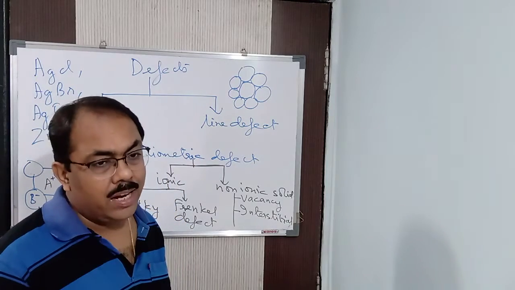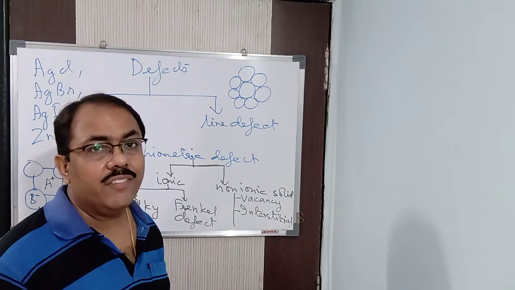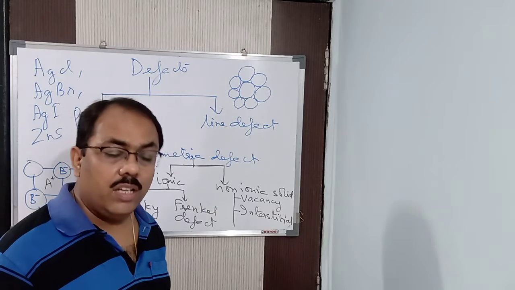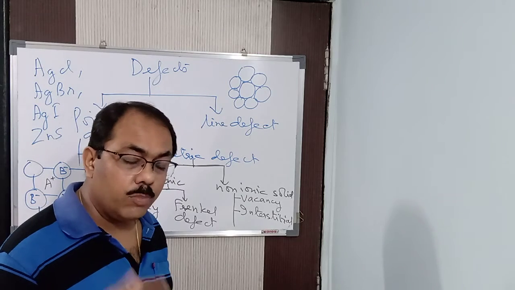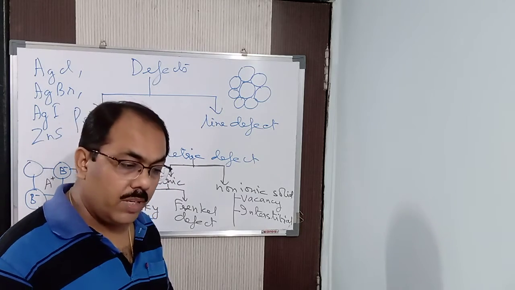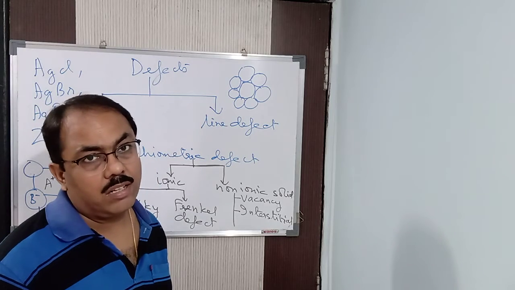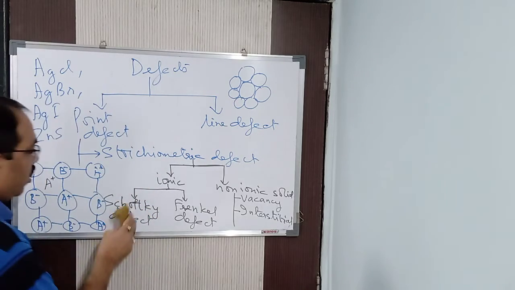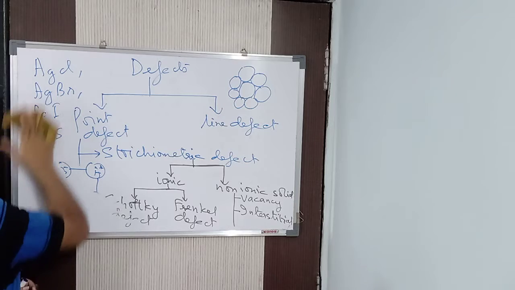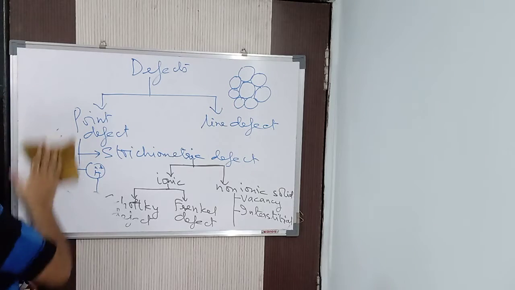And if you see the conditions for Frenkel defect, they are opposite to those of Schottky defect. In Frenkel defect, there should be low coordination number and a large difference in the size of cations and anions. This is very important. Schottky and Frenkel you understood, so you also understood stoichiometric defect.